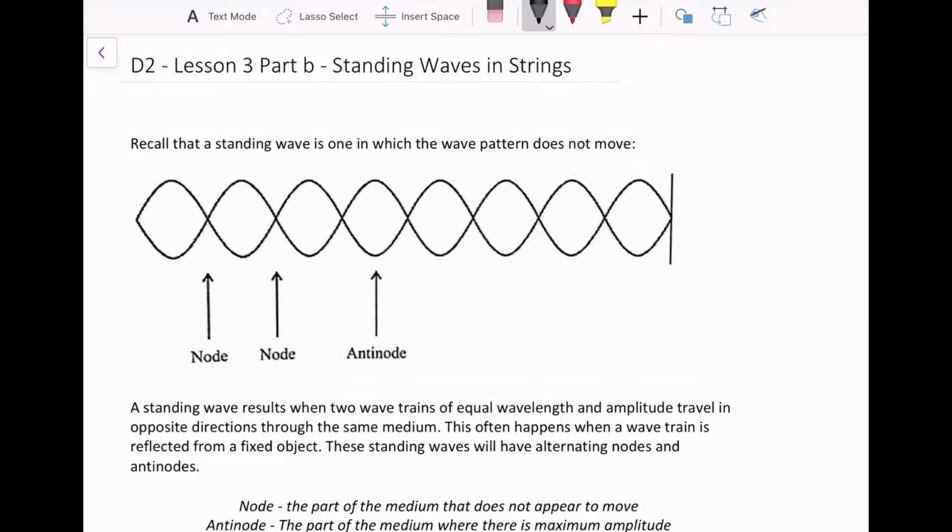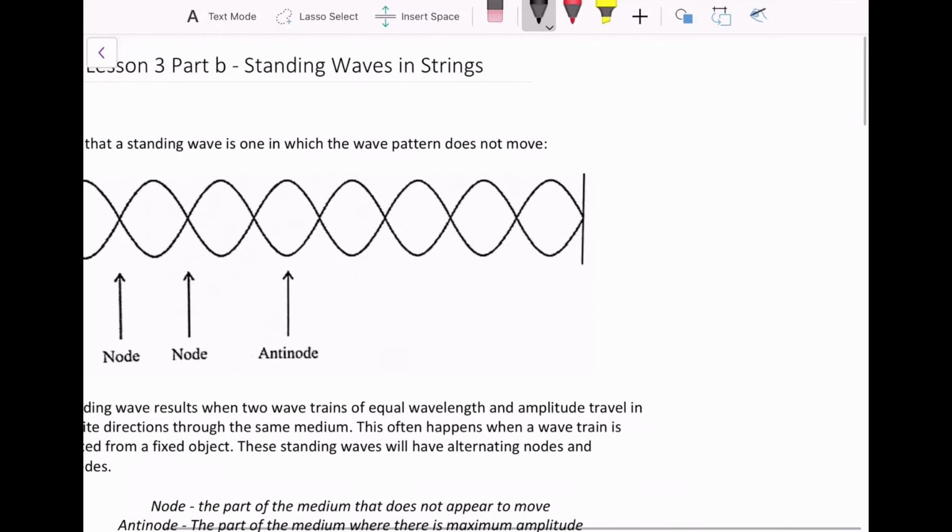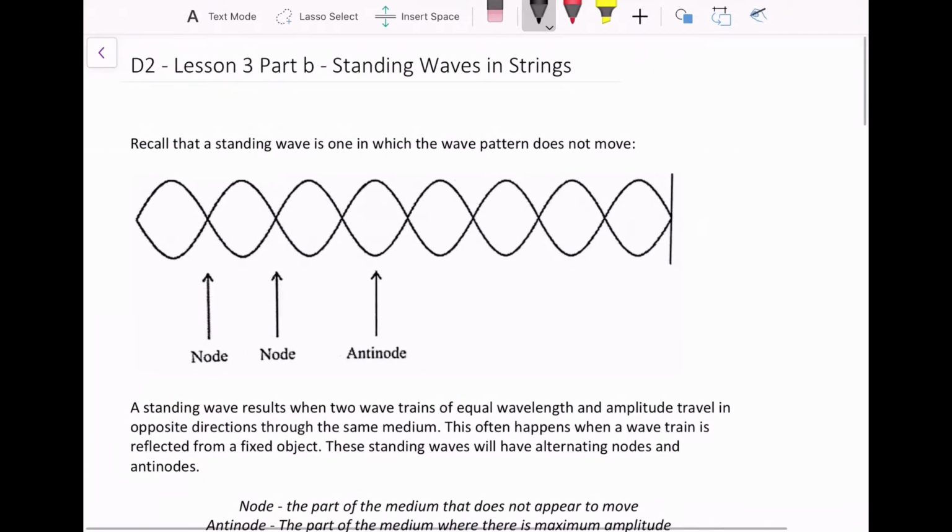Okay, in the second part of this lesson here, we're going to talk about standing waves in strings. So recall that a standing wave is one in which the wave pattern does not move. If this was animated, you would see these antinodes sort of flip-flopping back and forth between these two positions, but it's not moving in a left to right direction.